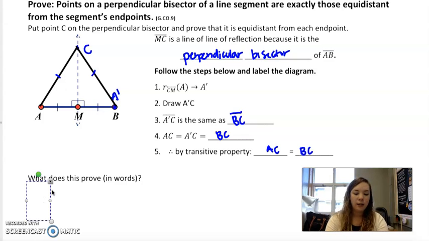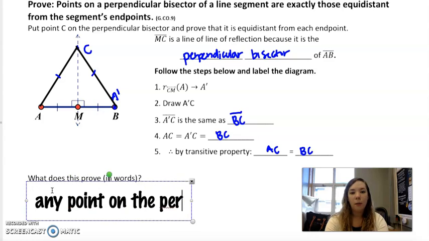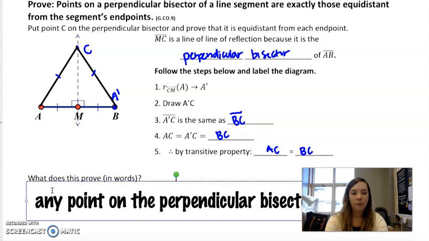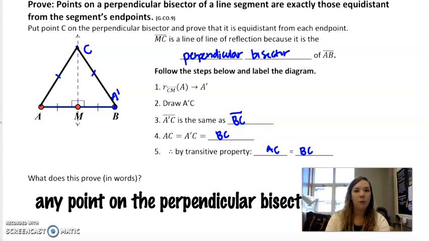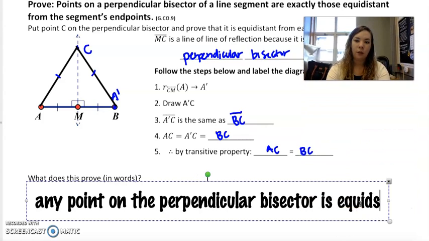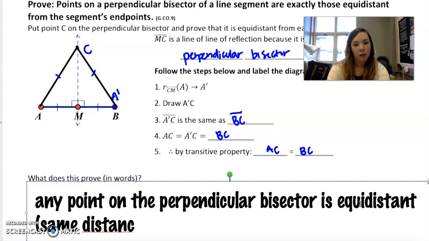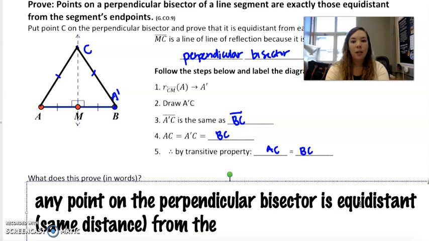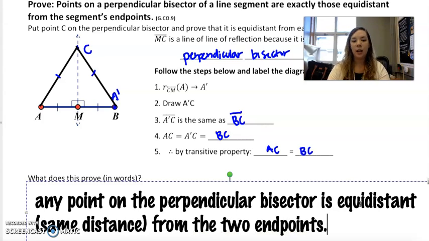What we're saying is any point on the perpendicular bisector is equidistant. Here, I'll move myself out of the way. Which means the same distance from the two endpoints. So sometimes you also see these where it's kind of got a skeleton filled in for you and you're just filling in the blanks.